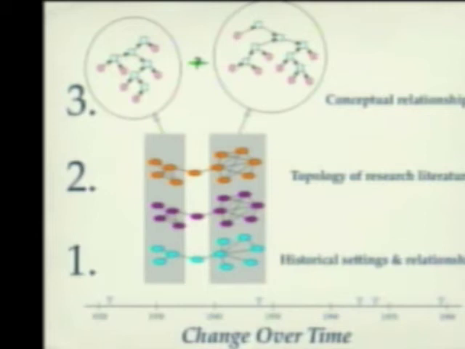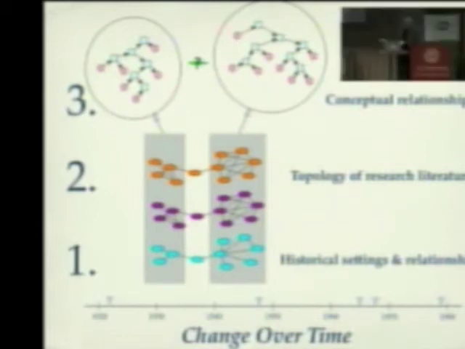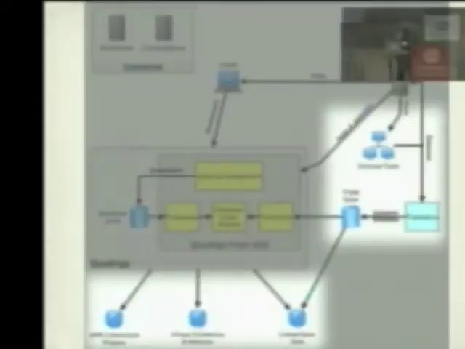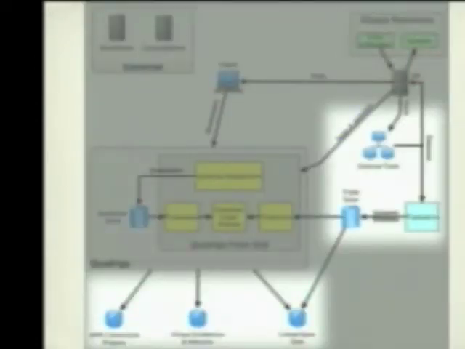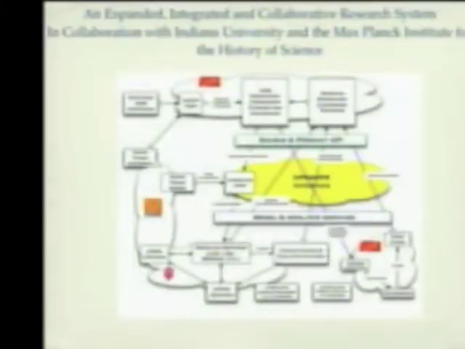Now, what we then have, and that's sort of computational history of science, we have change over time in a whole range of networks. The historical settings and relationships among people and institutions, the topology of the research literature, and for select cases, because you don't want to do that for every paper, we actually have the concrete networks of the conceptual relationships. Now, all of that, again, lives within this computational research tool.